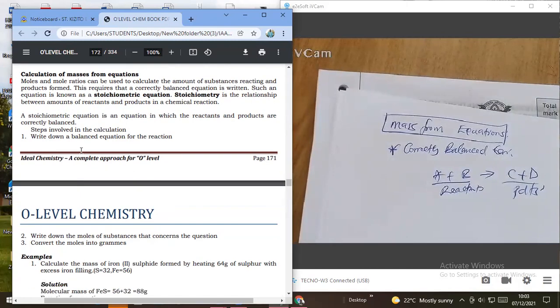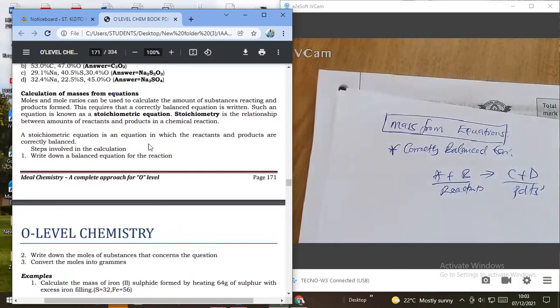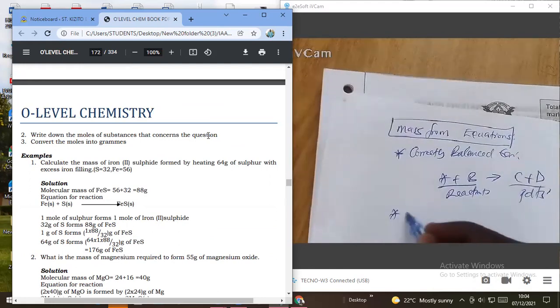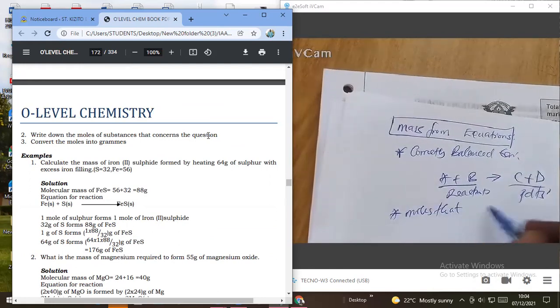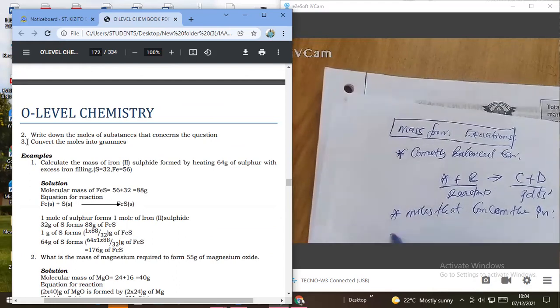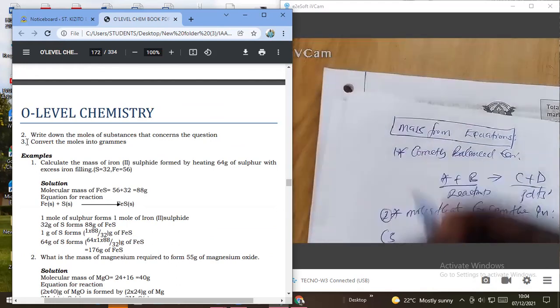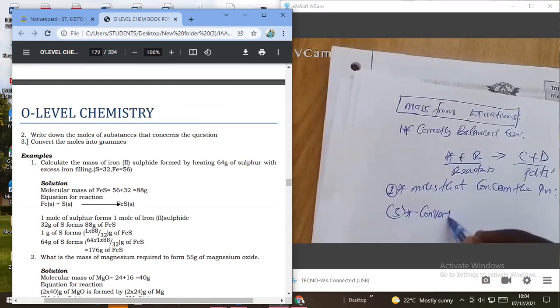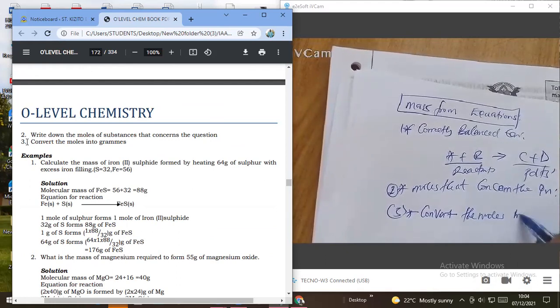Then, steps in doing this work. Number one, write down the balanced equation for the reaction. After that, write down the number of moles of substance that concern the question. Then 3, convert the moles into grams.